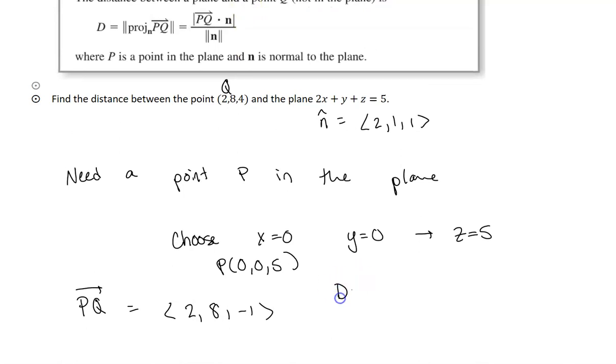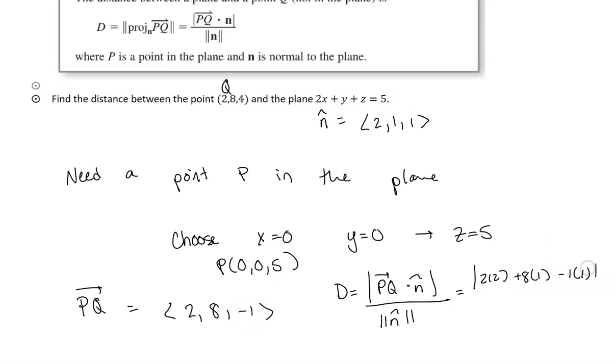So d, the distance, is going to be the absolute value of the dot product PQ dot n divided by the magnitude of n. So that'll be the absolute value of 2 times 2 plus 8 times 1 plus negative 1 times 1. And then the magnitude of n is the square root of 2 squared plus 1 squared plus 1 squared.